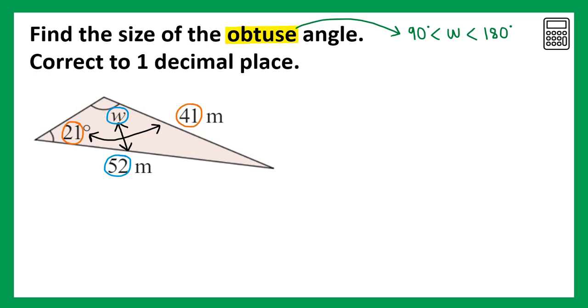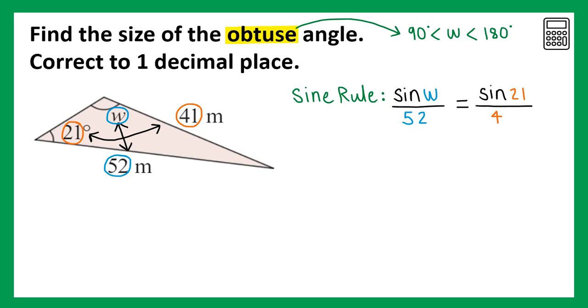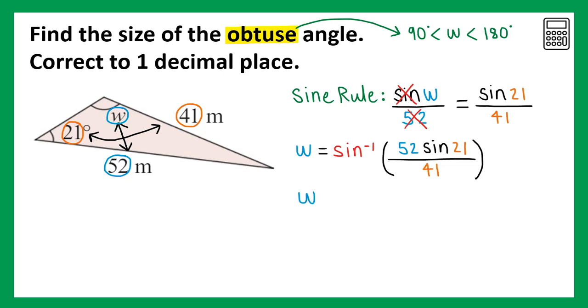This means I'll be able to use the sine rule to help me find the angle. I want to use the version of the formula where the angle forms part of the numerator. So sine of W over the opposite length of 52 is equal to sine of the other angle of 21 over the opposite length of 41. Multiplying both sides by 52 and then applying the inverse sine function will give me the angle W, which is equal to inverse sine of 52 multiplied by sine 21 over 41. Typing this into my calculator gives me an angle for W of 27.03 degrees.